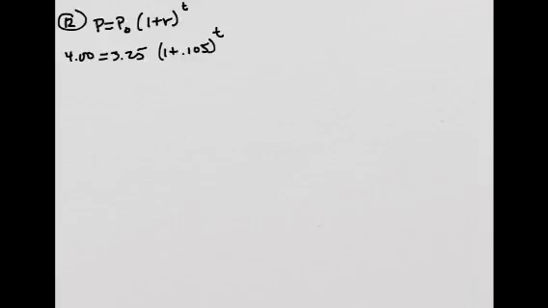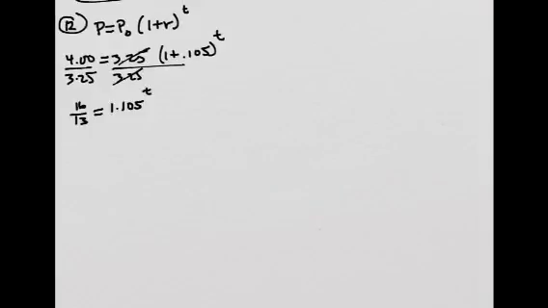So then you divide both sides by 3.25. And so you get, again, on the left side, I used the fraction key. So I put in 400 over 325 because I just moved the decimal over 2 places. And so that gave me 16 over 13. The right side I added 1 plus 0.105, and I got 1.105 to the t.